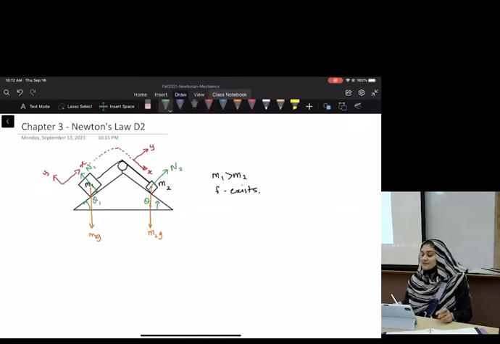And now friction exists in this scenario. What direction should friction be? So here, think about it. Where would this system want to go? Will M1 go down or M2 go down? Why? Because it weighs more. So where does the system want to go naturally? To the left. The system wants to go here, right?